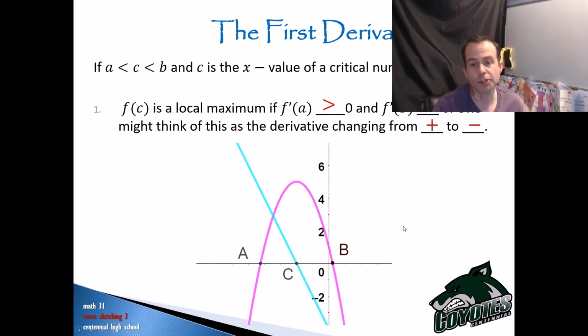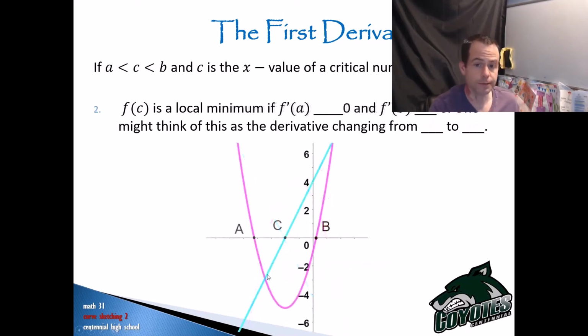Okay, and what I want you to see here, pink is the original function, and the blue line is the derivative. So we can see at c, the derivative is changing from being positive to being negative. Okay, so if the derivative changes from being positive to being negative, we found a local maximum. Okay. The reverse of that, if the derivative changes from being negative to positive, so take a look at this.